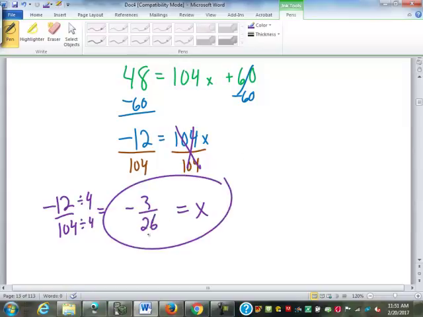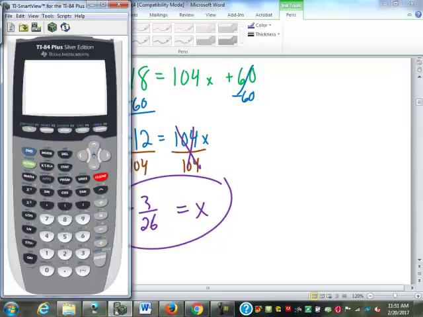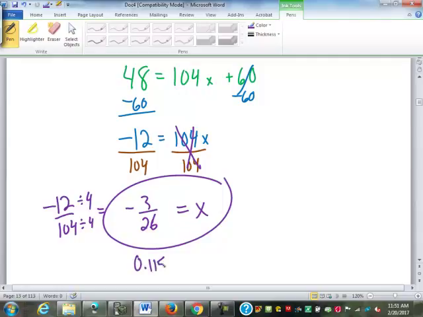So x is a negative 3 over 26, or divided out as a decimal would be 0.1154. Of course, that's negative. Now you'll notice here, I moved the negative out in front of the fraction instead of leaving it with the 3.